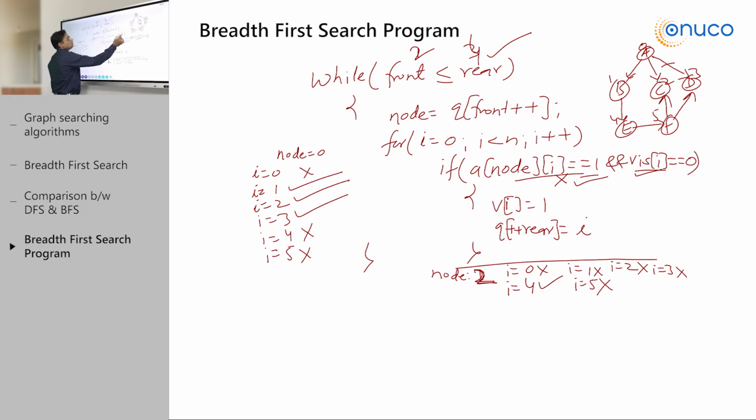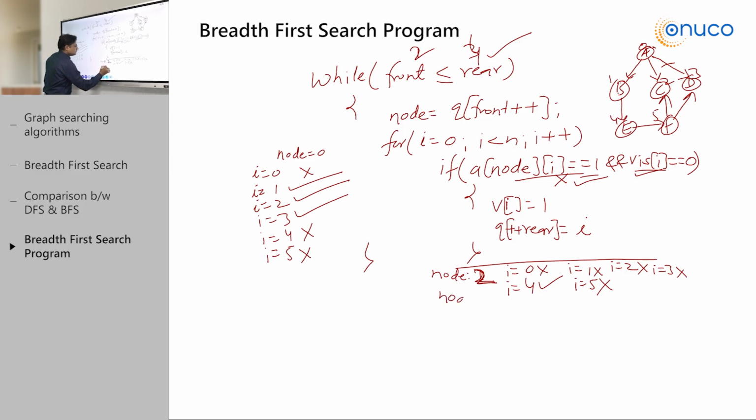From 2 to 0, do you have a path? No. 2 to 3, do you have a path? No. It is directional, so we don't have it. 2 to 0 you don't have, 2 to 1 you don't have, 2 to 2 you don't have, 2 to 3 you don't have, 2 to 4 no, 2 to 5 no, 2 to 6 no. So what will happen? If there is no path, we just increase the value of I. Once it has failed, we go and recompute again. Is 2 less than or equal to 4? Yes. Q of front plus plus.